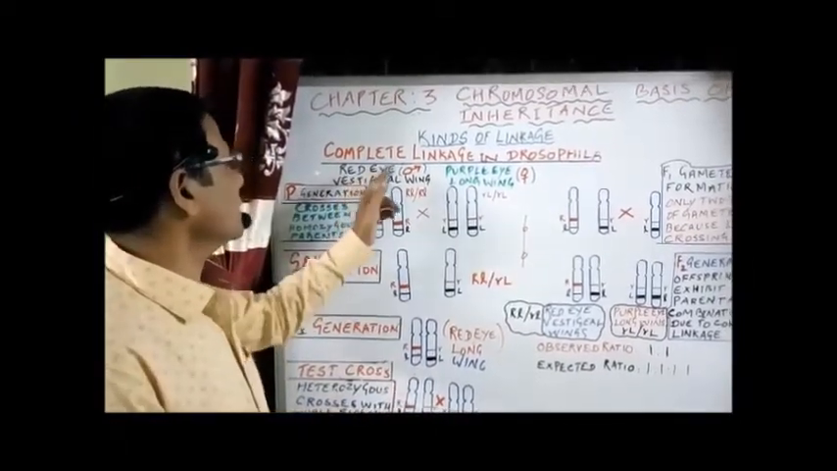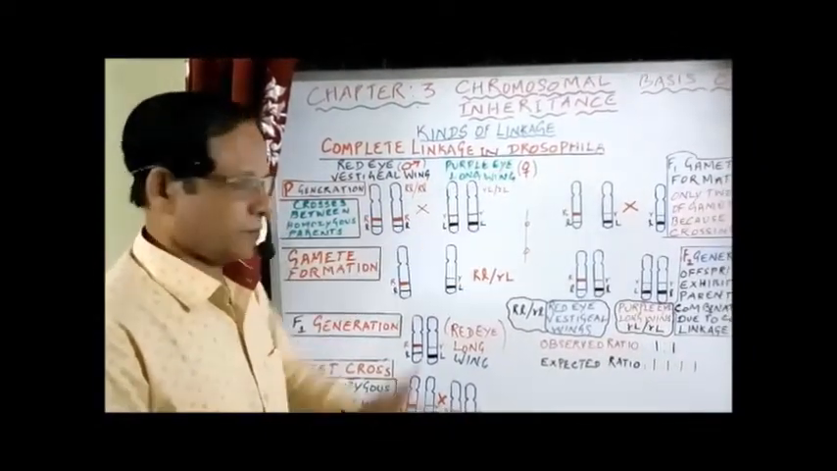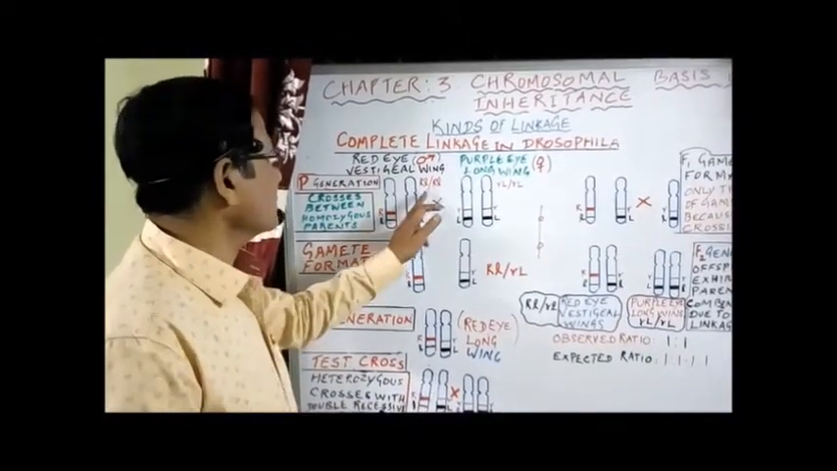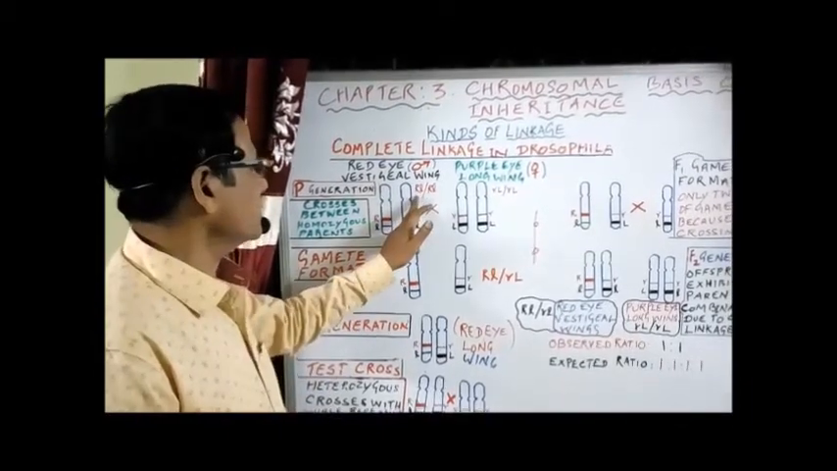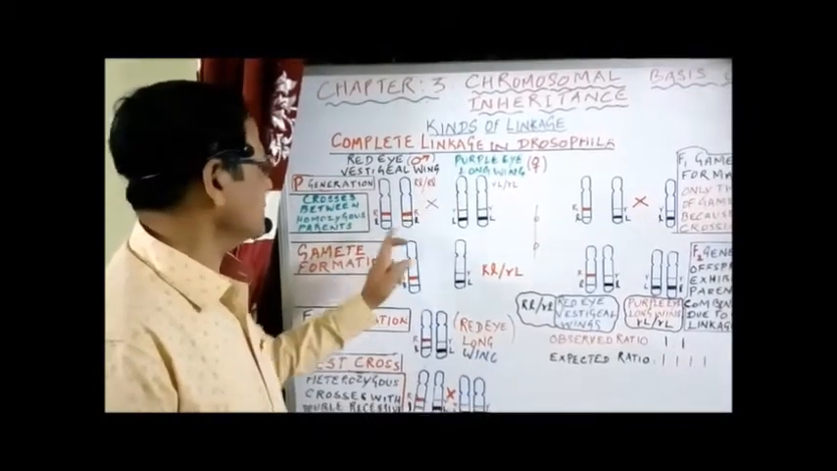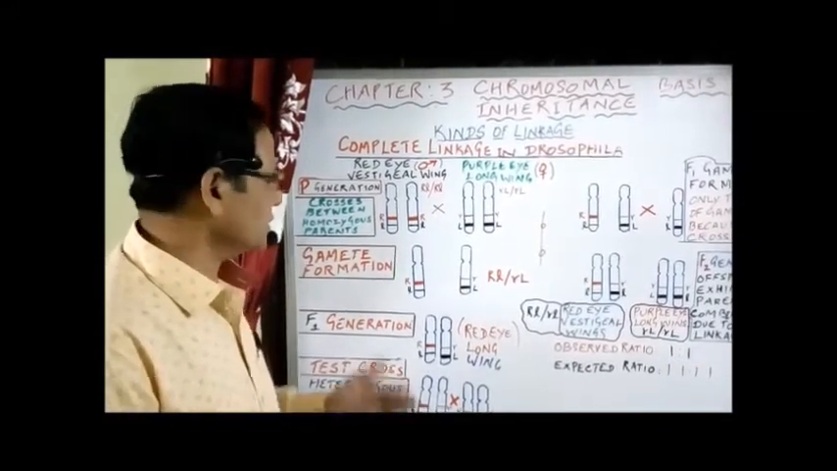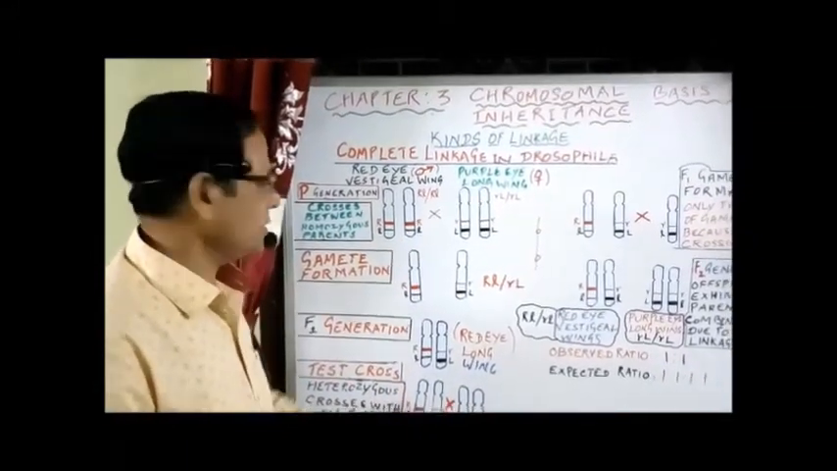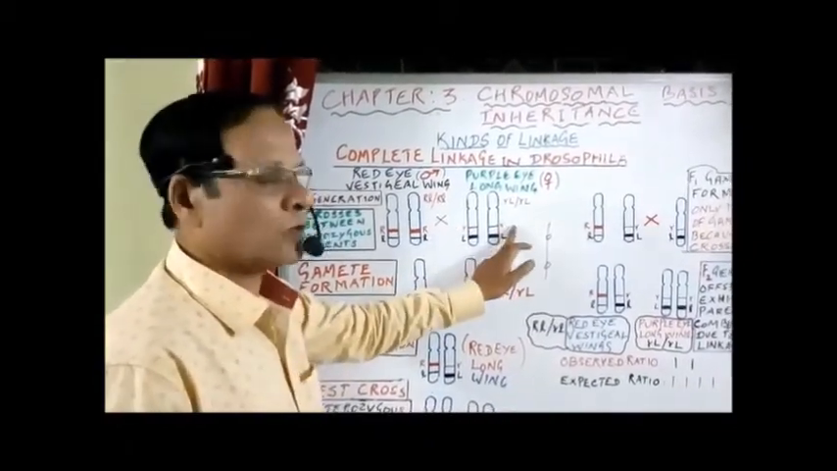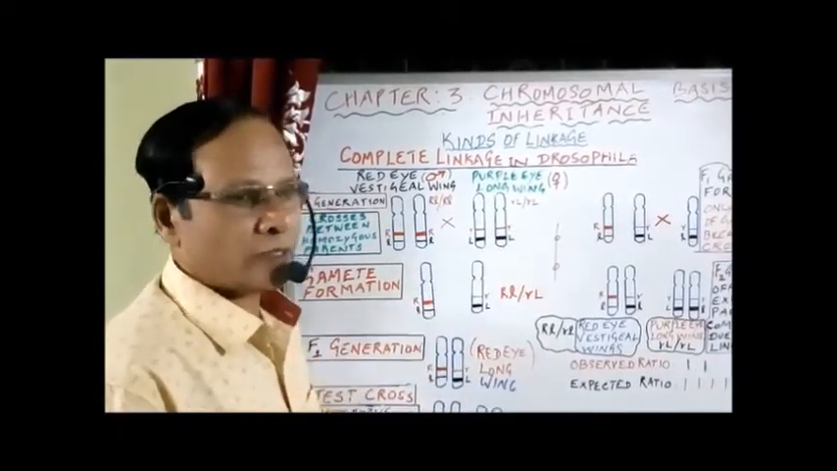So he crossed a red eye, vestigial winged male with a purple eye, long winged female, because it's a sex-linked character located in the X chromosome. Now, these were the genes located. In one chromosome we have the dominant gene for red eye and the recessive allele for vestigial wing. In another chromosome we have the recessive gene for purple eye color and the dominant gene for long wing.